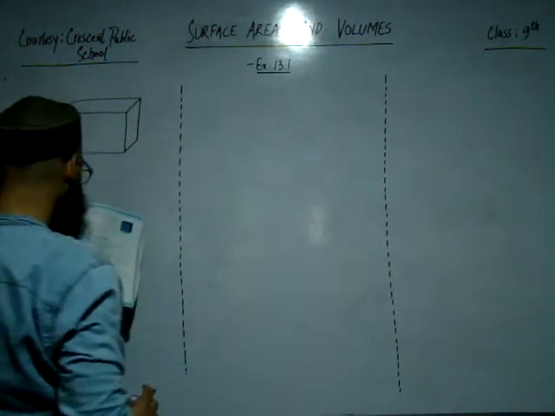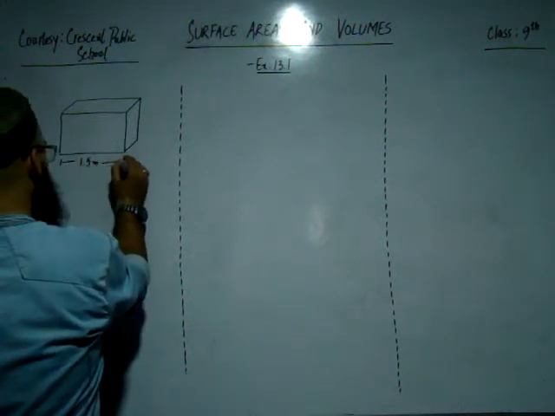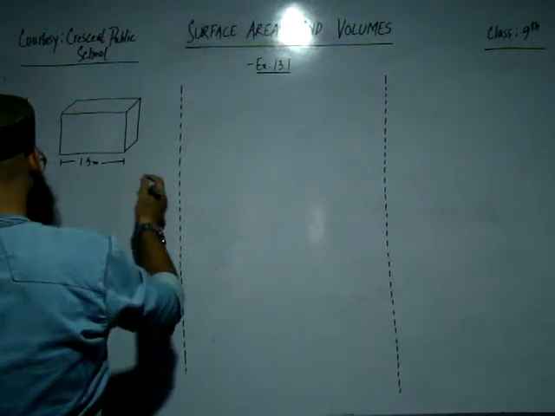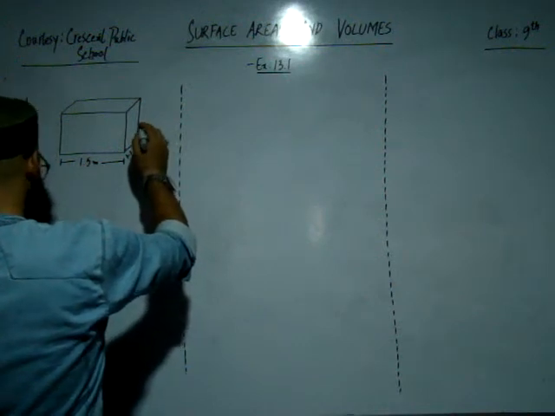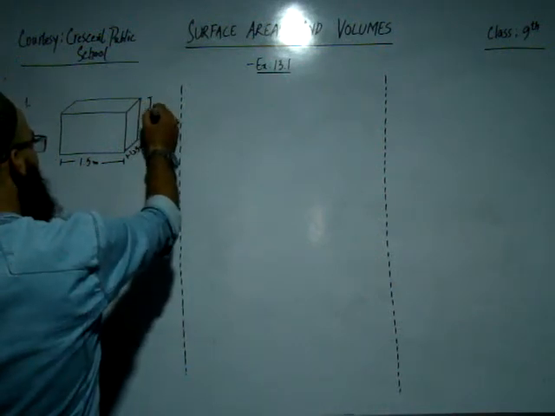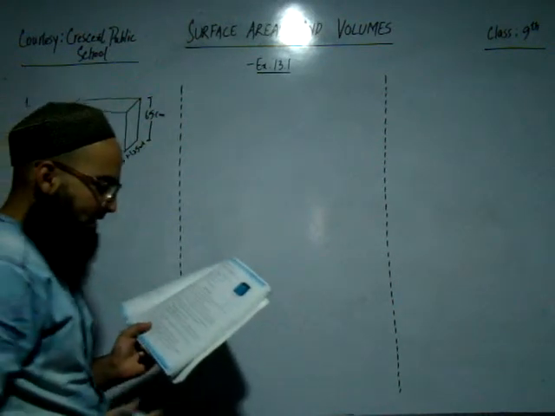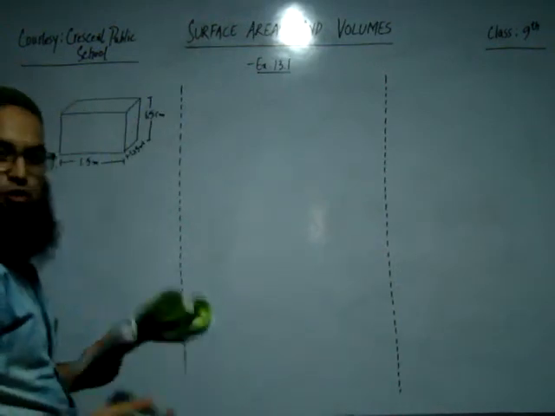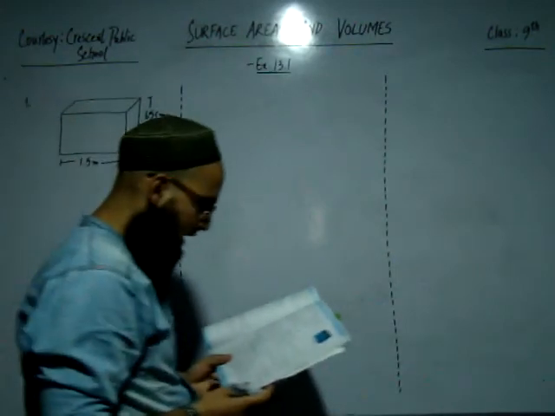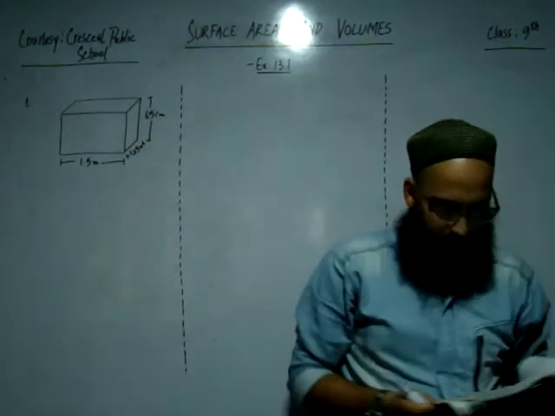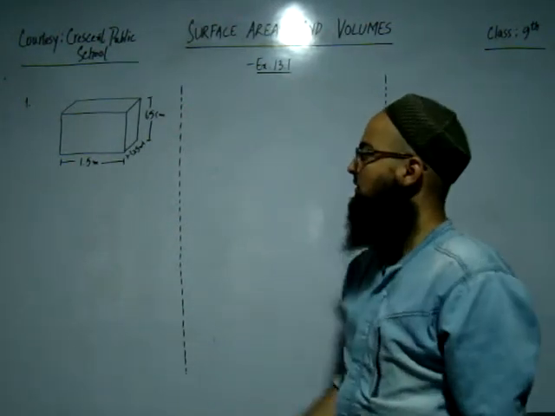Let us say this is my plastic box which is 1.5 meter long, 1.25 meter wide and 65 centimeter deep is to be made. It is to be open at the top. Now it is open at the top. Ignoring the thickness of the plastic sheet, determine the area of the sheet required for making the box. You need to find the area of the sheet required for making the box.